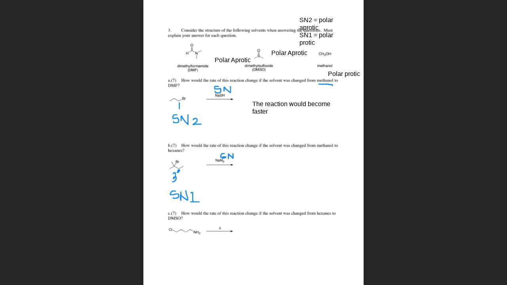Methanol is polar protic, so we're already at a very desirable state, and then hexane is non-polar. So this would actually decrease the rate. It's non-polar.